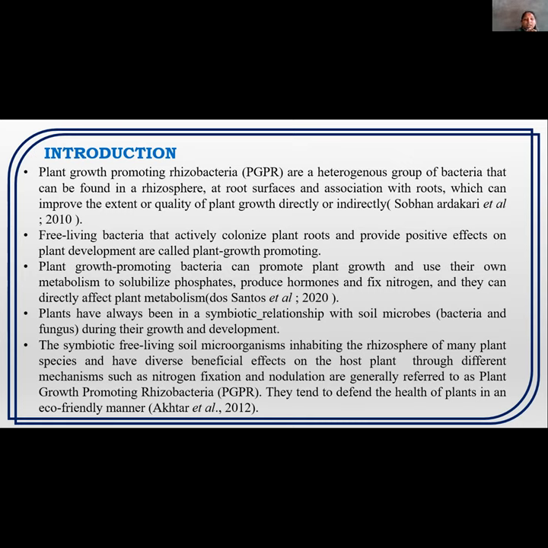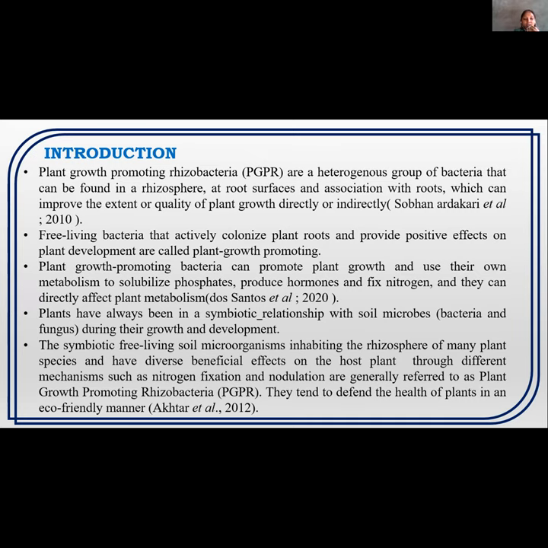Some of the bacteria isolated from the soils, Bacillus, Proteus, Pseudomonas, etc., can promote plant growth. Free-living bacteria that actively colonize plant roots and provide positive plant development are called plant growth promoting bacteria. They can use their own metabolism to solubilize phosphate, produce hormones, and fix nitrogen, directly affecting plant metabolism.